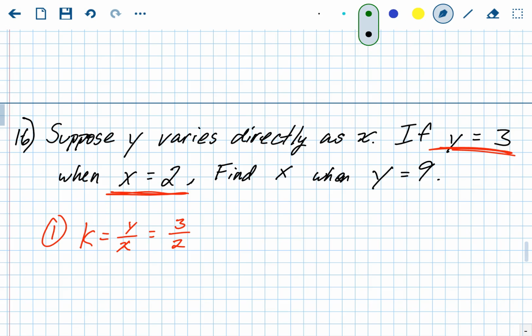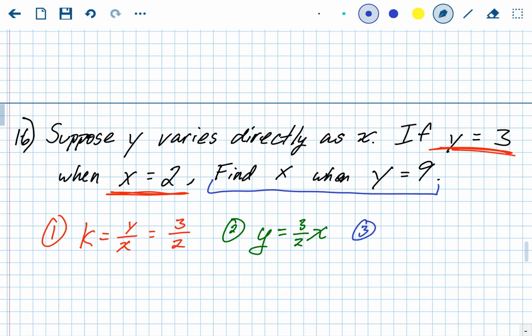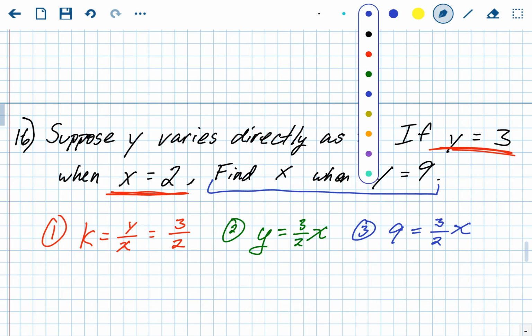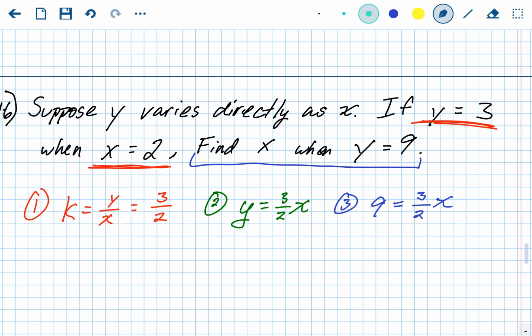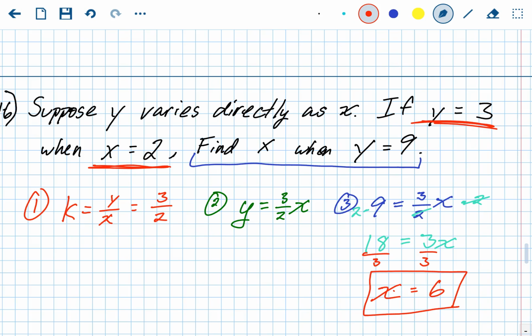All right, write the equation. Y equals kx, y equals 3 halves x. Use the equation to solve the question. Find x when y is 9. So we're going to plug in 9 for y and solve for x. Now you could do this all in one step. You could do it in separate steps. All in one step would be 9 times 2/3. Separate steps, multiply both sides by 2 first to get rid of the fraction. Gives you 18 equals 3x. And then divide both sides by 3. So our direct variation, our x value, would be 6. So x is 6 when y is 9.